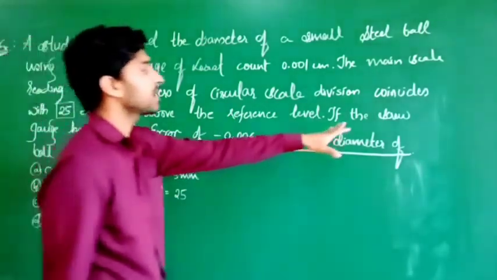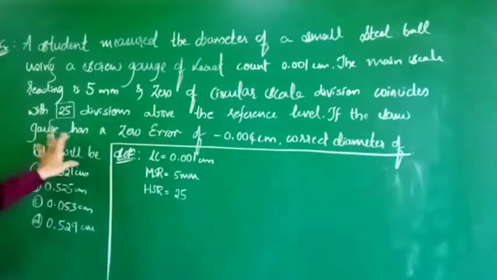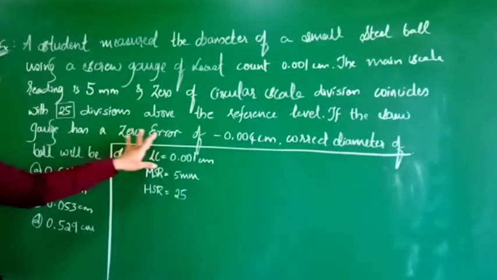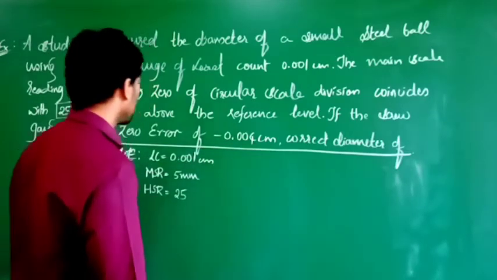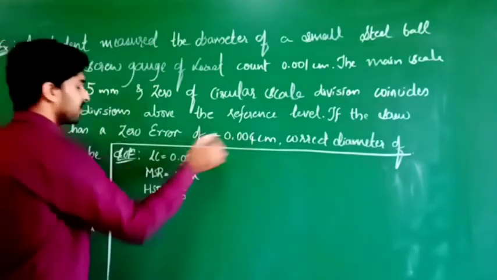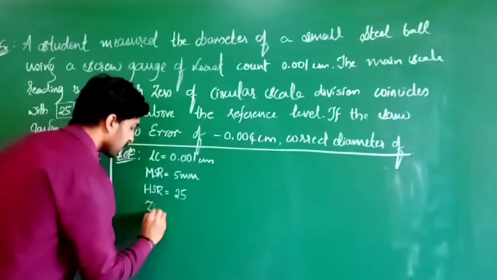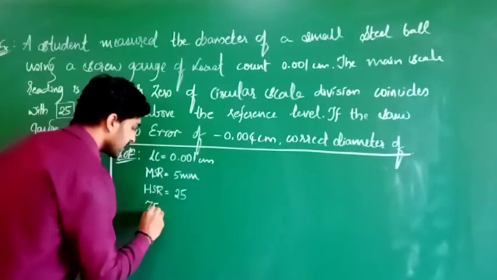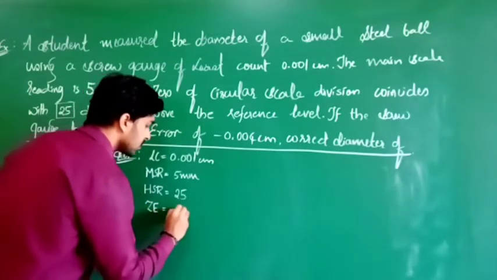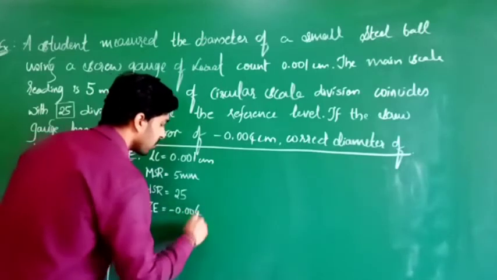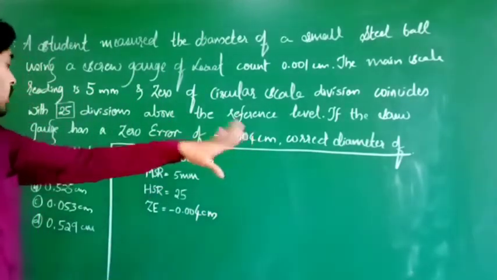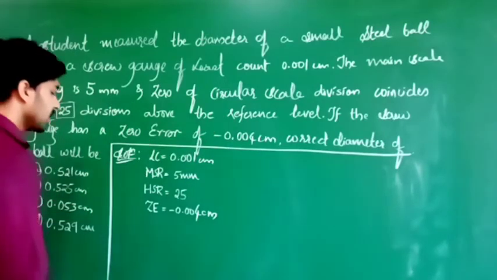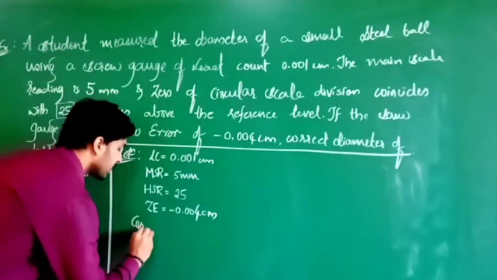Next what they have given: the screw gauge has a zero error of minus 0.004 centimeter. That means zero error value they had given, ZE. Zero error is nothing but minus 0.004 centimeter. Here minus 0.004. Correct diameter of the ball, so correct diameter they are asking.